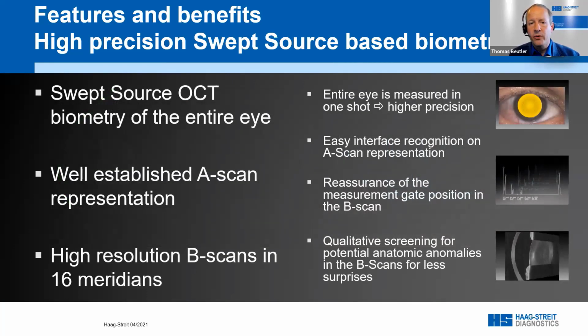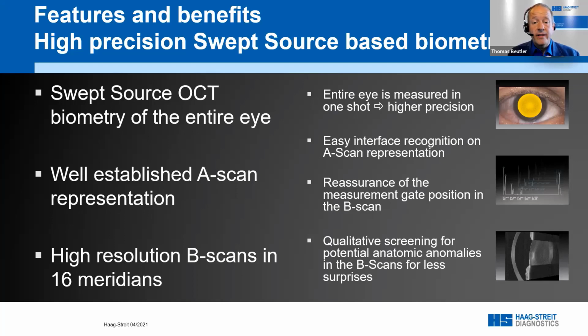So with Swept Source OCT, the whole eye is depicted in one scan. So again, as said before, no need for stitching, no need for combination of different sections of the eye. It's in one shot. So every A-scan goes from the cornea to the retina. This allows to have highest precision throughout the entire scan.